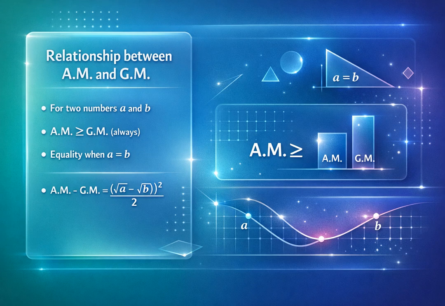An important relationship. For any two positive numbers a and b, the arithmetic mean is always greater than or equal to the geometric mean. Equality holds only when a equals b. The difference AM minus GM equals (square root of a minus square root of b) squared, all divided by 2.